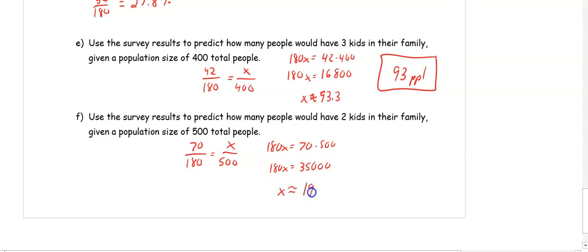we get x is 194.4. Remember, we round down for people, so it'd be 194 people.